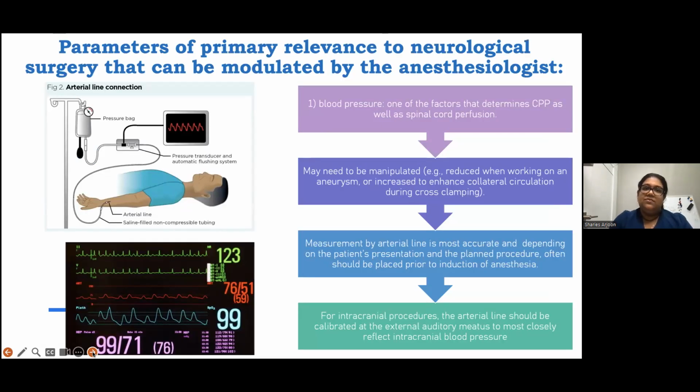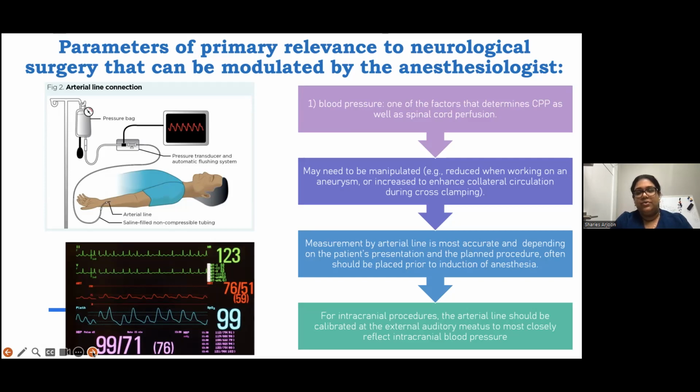So these are the parameters of primary relevance to the neurosurgeons that can be modulated by the anesthesiologist. Firstly, we'd look at blood pressure. It is one of the factors that determine the cerebral perfusion pressure as well as spinal cord perfusion, and it may need to be manipulated, for example, reduced when working on an aneurysm or increased to enhance collateral circulation during cross-clamping. Measurement by arterial line is the most accurate and, depending on the patient's presentation and the planned procedure, often should be placed prior to induction of anesthesia.